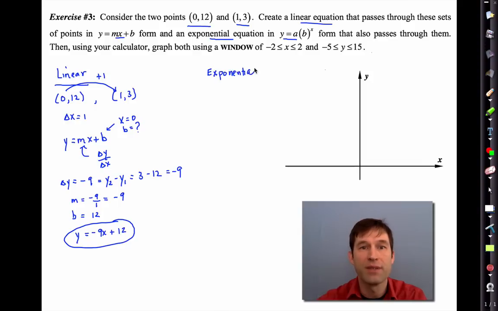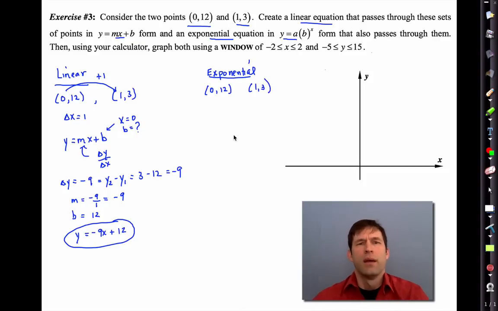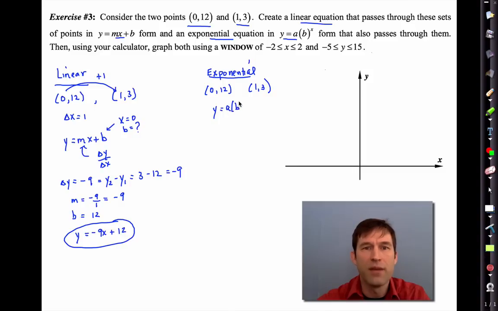I'm going to write down the points again, just so we have them right here, (0, 12). The exponential is a little bit tricky too. Here we go. Let's write down our general form. y equals a times b to the x. Do you know either one of these easily? I want you to pause the video for a second. One of these two is very, very simple. Either the value of a or the value of b is very easy. Which one?